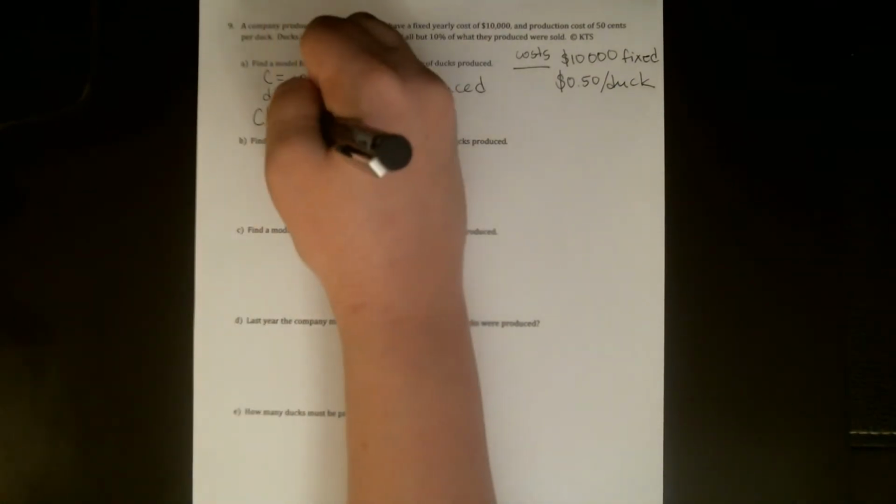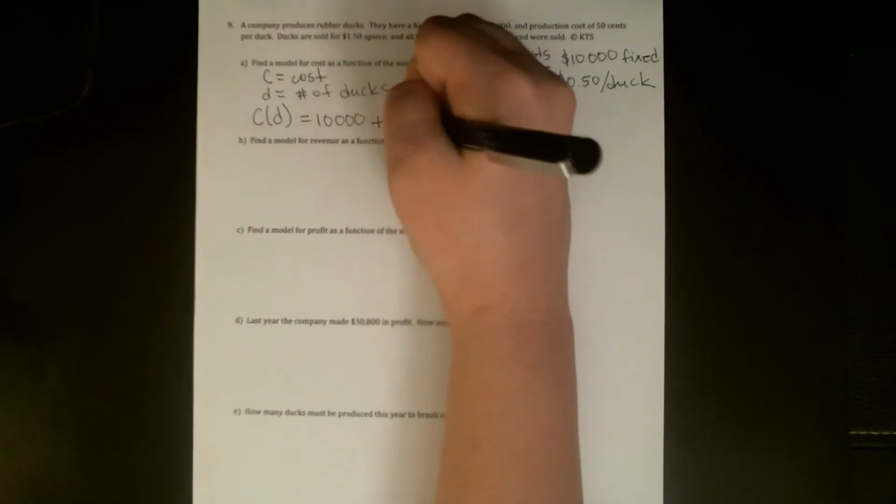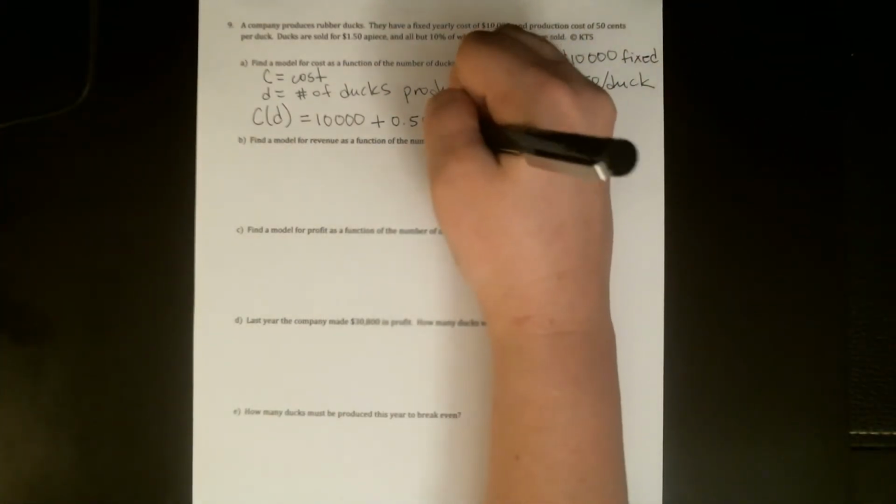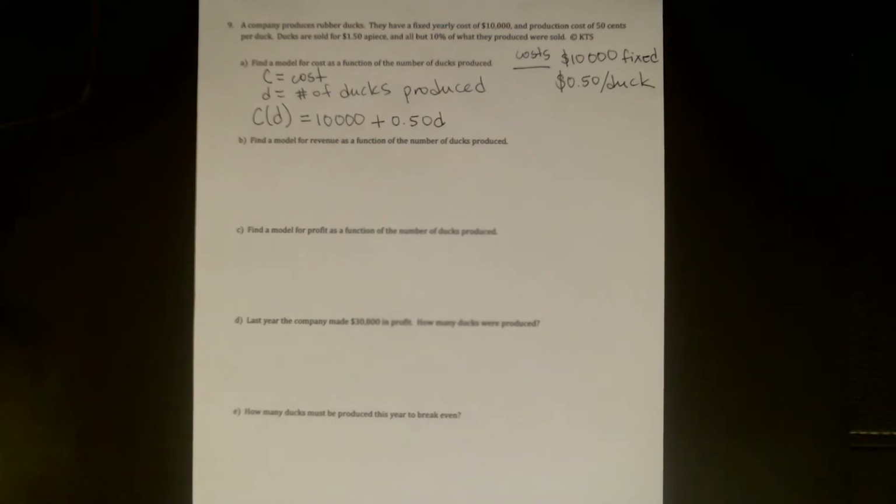Okay, so if we're paying $10,000 fixed costs and 50 cents per duck, basically we just need to take the $10,000 and tack on 50 cents multiplied by the number of ducks. So the 10,000 is just straight up dollars spent. Because the 50 cents is per duck, if we want the total amount of money spent on production, we need to multiply cost per duck times number of ducks. So 10,000 plus 0.5D, and you don't have to tack on the extra zero. You don't need the 0.50D. Okay, so that's our cost function.